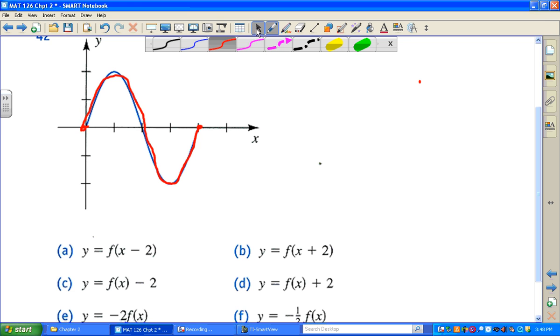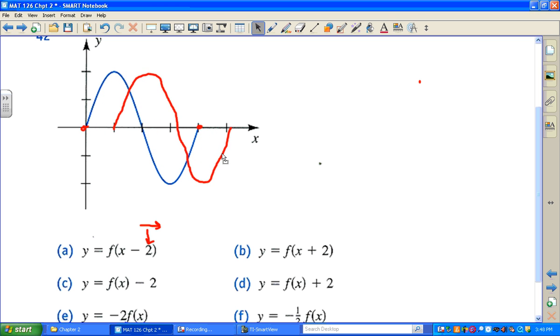What happens if I have f of x minus 2? That's inside the function, so it's going to go that way 2 units. So you just make a picture. 1, 2. There you go. 2 units that way and you're done. That's all you do.